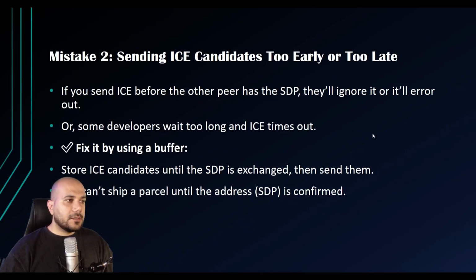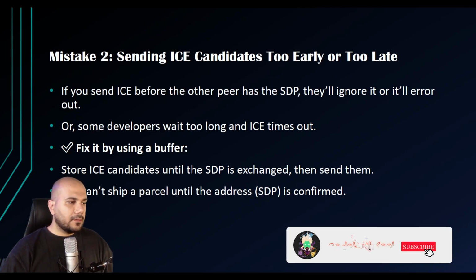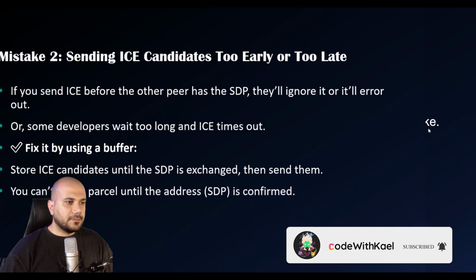Mistake number 2 is sending ICE candidates too early or too late. As you know, if you send ICE candidates too early, they will be dropped. And also if you wait too long to exchange the ICE candidates, of course the ICE connection will time out. So how to fix this one? You should store ICE candidates until the SDP is exchanged, then send them. Of course you can't ship a parcel until the address is confirmed.